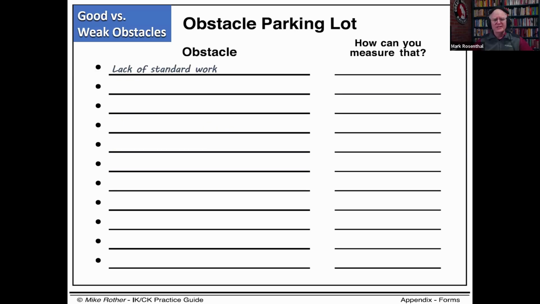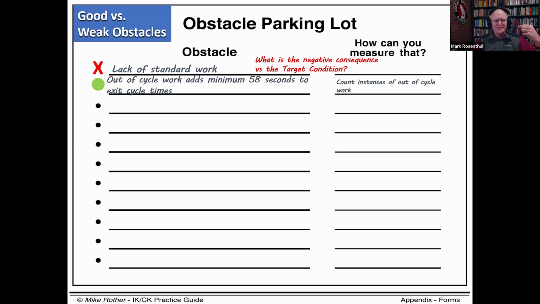Some of the common things I've seen over the years, lack of standard work. Yeah, okay. But what's the negative consequence on the target condition? Because I've seen really good lines that were amazing, and their standard work was actually pretty weak. So anytime I hear "lack of" in some lean tool, I want to bore in and understand exactly what you're trying to fix with that. "Out of cycle work adds 58 seconds to the cycle time." That's nice. Okay. That tells me that I can just count how often that happens. And when it's not happening anymore, then I know that obstacle is fixed.